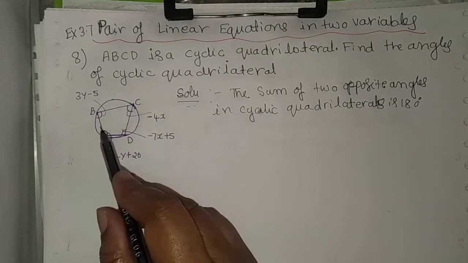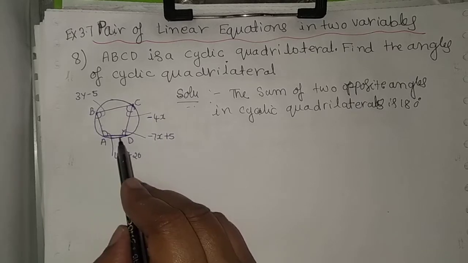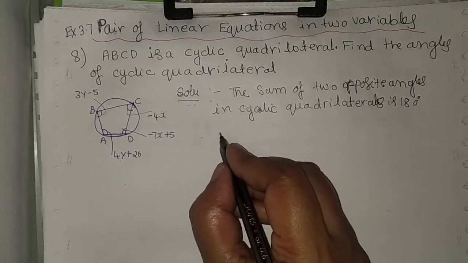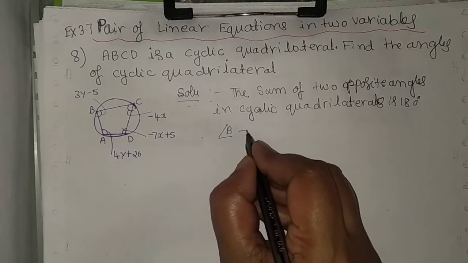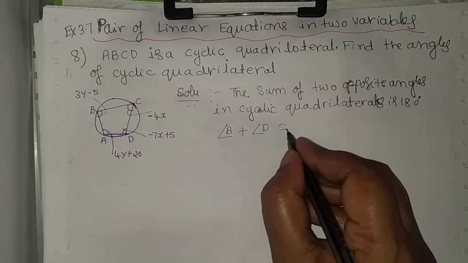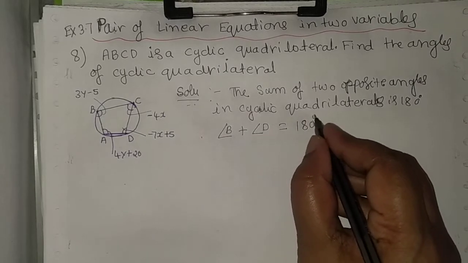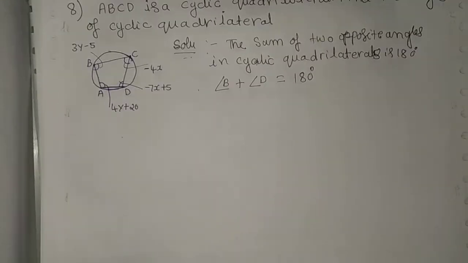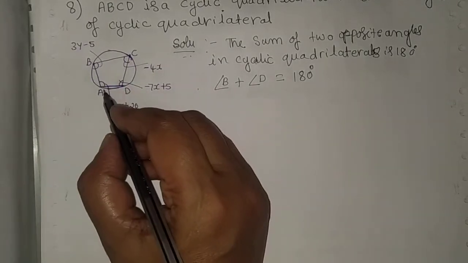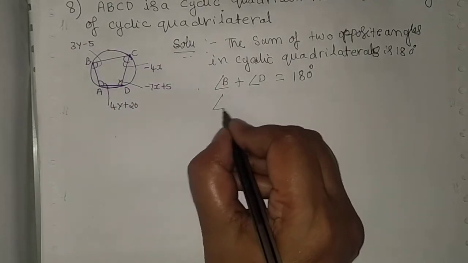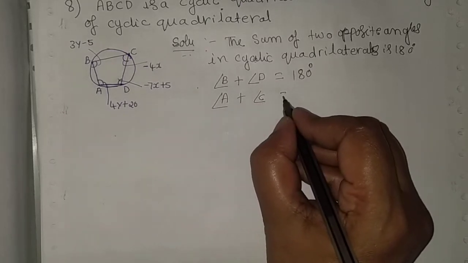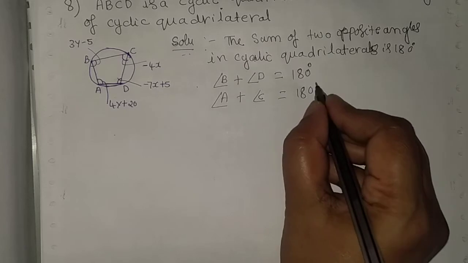So what are the opposite angles? Here A and C are the opposite angles and B and D are the opposite angles. Now we start with angle B plus angle D is equal to 180 degrees, this is one set of opposite angles. Next is angle A plus angle C is equal to 180 degrees.